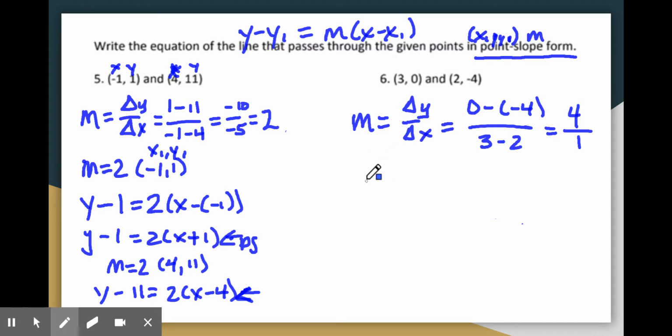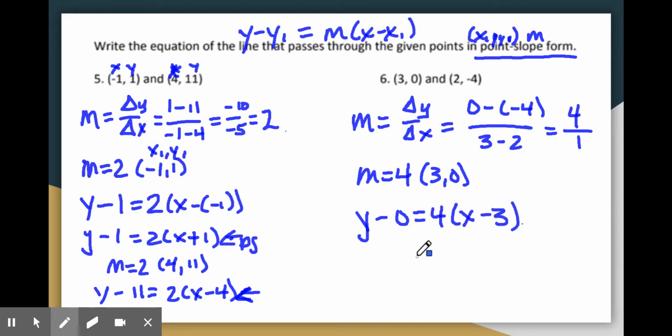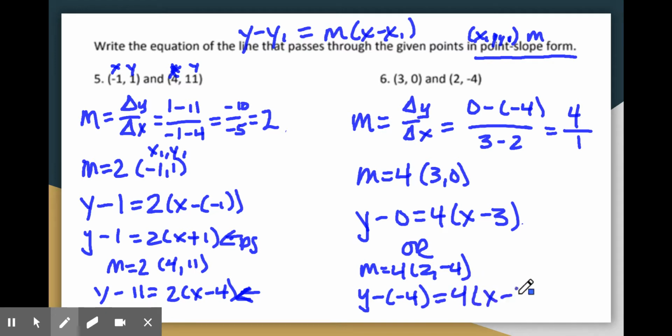Okay, so let's write the line. I'll use my slope of 4, and I'll use the point 3, 0. It doesn't matter which point I use, right? I just convinced you of that in the last example. So I'm going to write y minus 0 equals 4 times x minus 3. There's my line. Or if I use the 2, negative 4, I could write y minus negative 4 equals 4 times x minus 2.